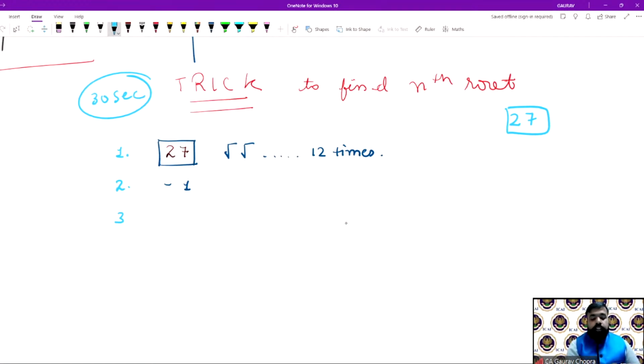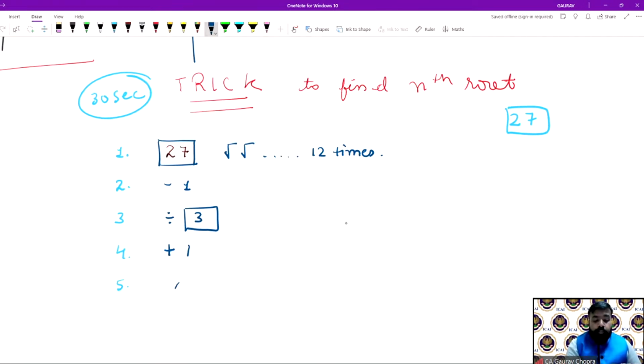Then comes the third step. After doing this, we have to divide it. If you want to find the cube root, divide with 3. The fourth step is adding 1. So add plus 1. And now the last step, do it very carefully.